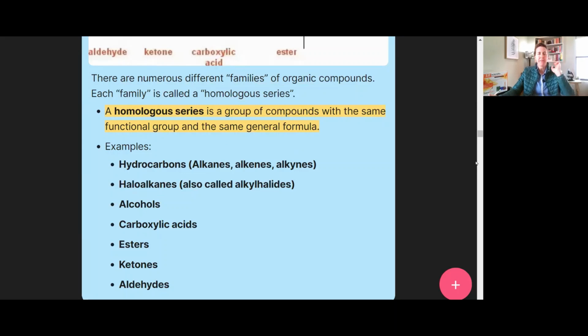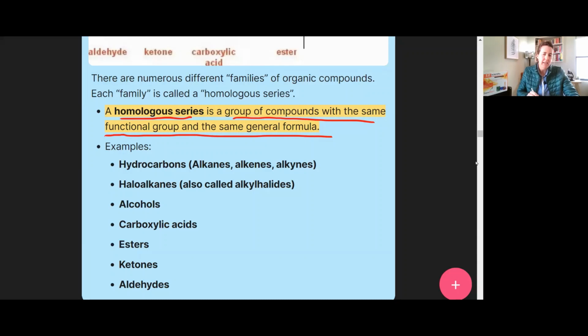Each of these organic families follows a certain pattern in the way that they are arranged and the way that the carbon atoms bond to other elements. We call that pattern, so to speak, or that family pattern, a homologous series. And that is a group of compounds with the same functional group and the same general formula, right?